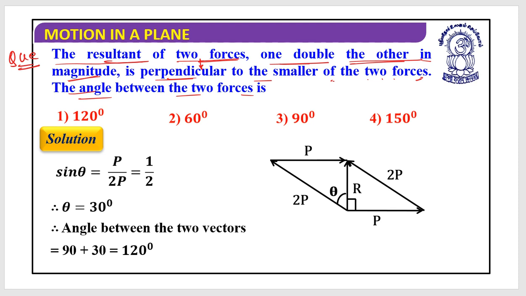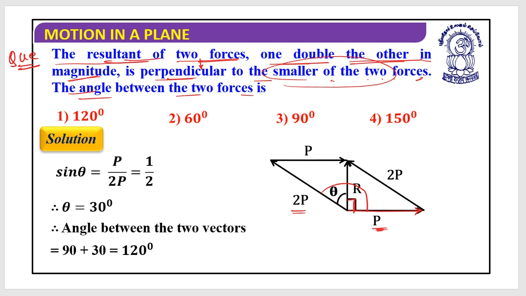So what I have done is this: this is one vector, vector p, this is another vector 2p, and they said that the resultant is perpendicular. Look at this, it is perpendicular to the smaller of the two forces. This is the smaller one, so it is perpendicular to this. This has all been given to me. This is p, this is 2p, and this is angle theta. What I need to find is this angle theta, the angle between these two vectors.